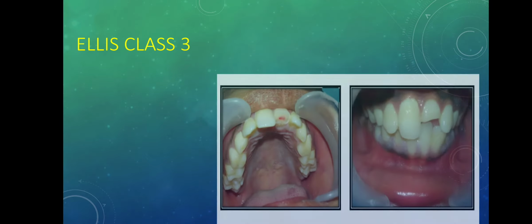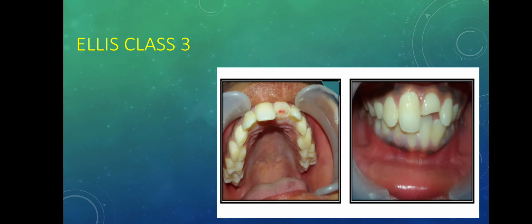Before we go to Ellis class 3, I would like to discuss complicated and uncomplicated fractures. An uncomplicated fracture does not involve the pulp, so there is no pulp treatment that you would give in those cases. But the fractures that involve the pulp are considered complicated fractures, and you need to give some amount of treatment to the pulp.